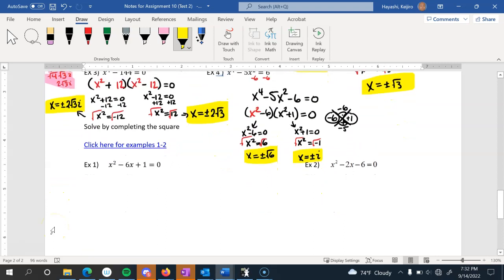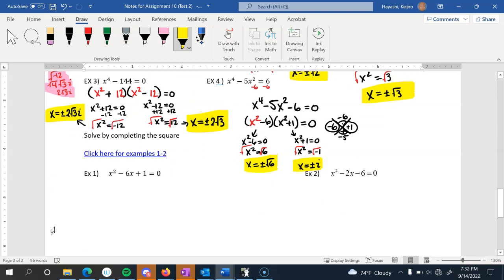So it's not a negative 1. Yeah, I mean you can write plus or minus 1i. That's also okay.